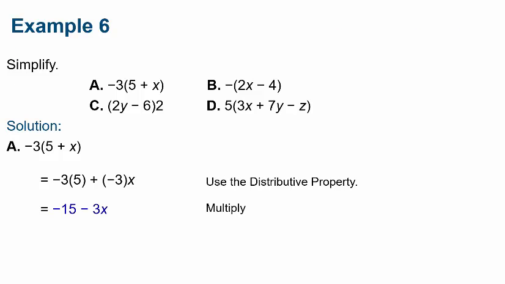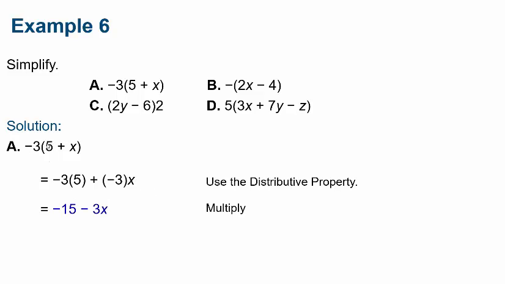I want to simplify minus 3, and then in parentheses, times 5 plus x. Then this looks weird: negative, and then parentheses, 2x minus 4. Then 2y minus 6 times 2. And then finally this one with 3 terms, 5 times 3x plus 7y minus z. Okay, so let's start with this one here.